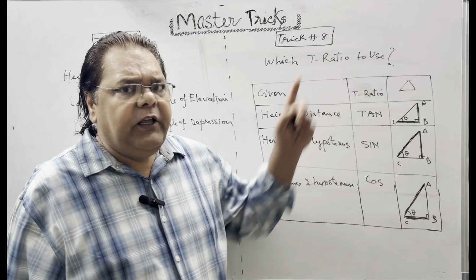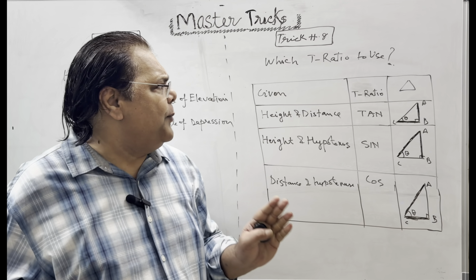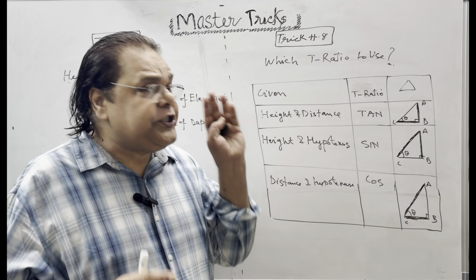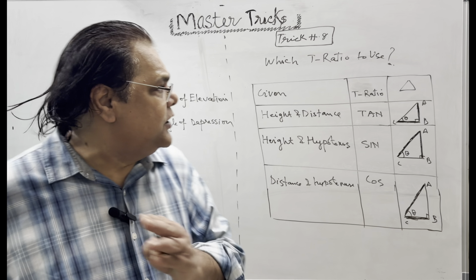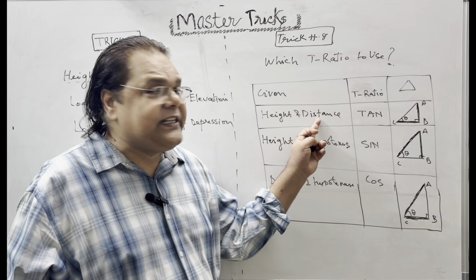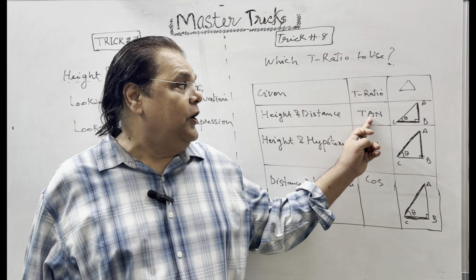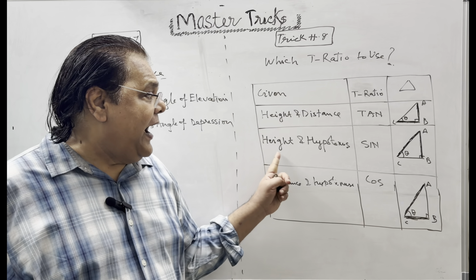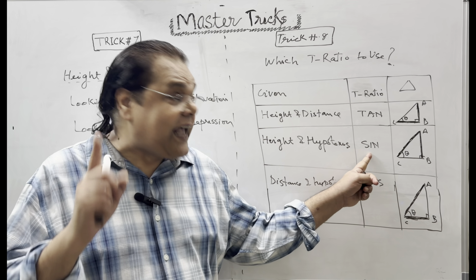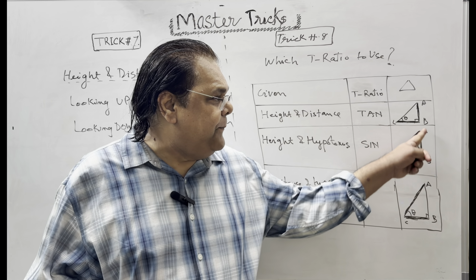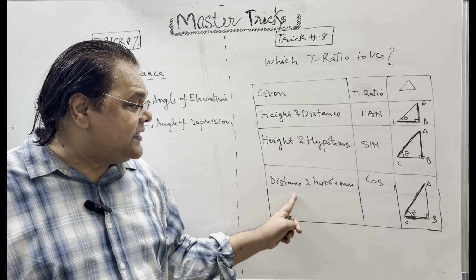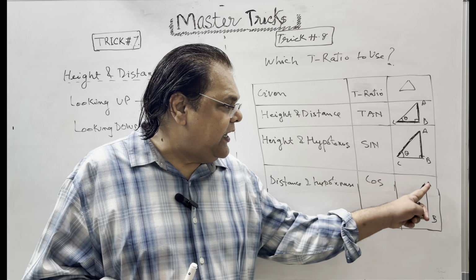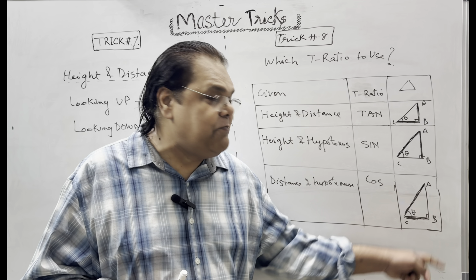Trick number 8. In applications of trigonometry, when you draw a triangle in a particular scenario, which trigonometric ratios you should use? So you can see if height and distance is given, you have to use tan. You can see in the diagram I have highlighted AB and BC. If height and hypotenuse is given, use sine. Here I have highlighted AB and AC. If distance and hypotenuse is given in the diagram, then use cos. Here I have highlighted AC and BC.